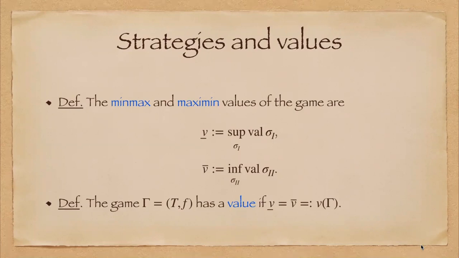Now every game has two values, the min-max and the max-min. The min-max is the best thing that player 1 can guarantee, which is the supremum over player 1's strategies of the value of the strategies of player 1. This is the best that player 1 can guarantee. And the max-min is the best that player 2 can guarantee, namely the infimum of the values of strategies of player 2 over all the strategies of player 2. And we say that the game has a value, or in Martin's terminology, we say that the game is determined if the two values, the min-max and the max-min, are equal. And if this is the case, we say that this quantity is the value of the game.